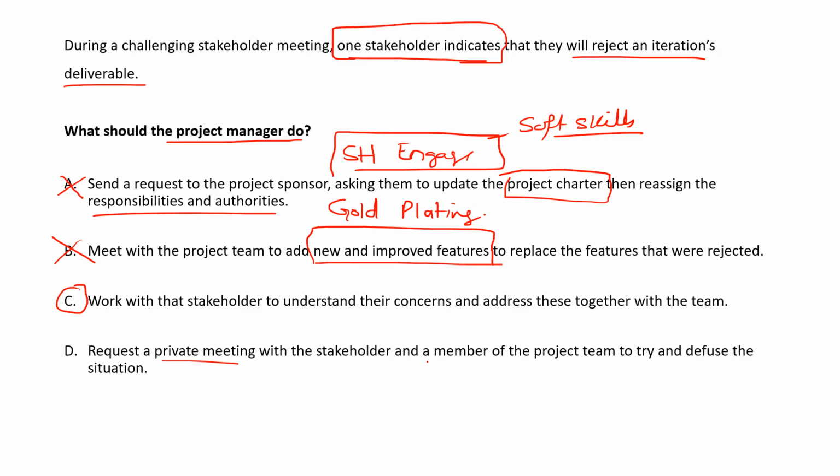Request a private meeting with the stakeholder and a member of the team to try and diffuse the situation. There is no situation here. They are not fighting. They are not doing anything. Is there any situation of fight in the question? It's a challenging stakeholder meeting. Yeah, we can say that there is a situation in the meeting. Request a private meeting with the stakeholder and a member of the project team. It could be the team. Request a private meeting with the stakeholder and the team to try and diffuse the situation.